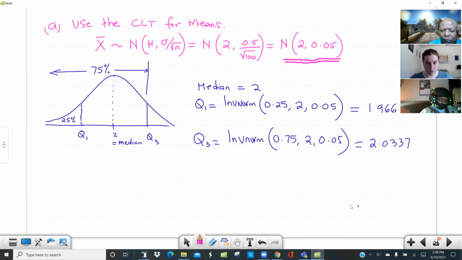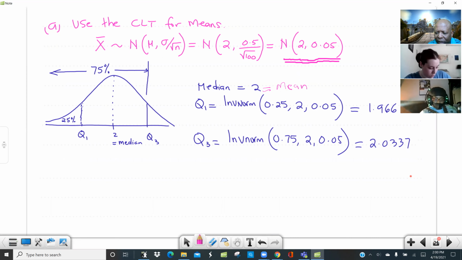Now, if he wants us to find the median, by the way, when you have a normal distribution, the mean is equal to the median. The mean and the median are always the same in the middle.